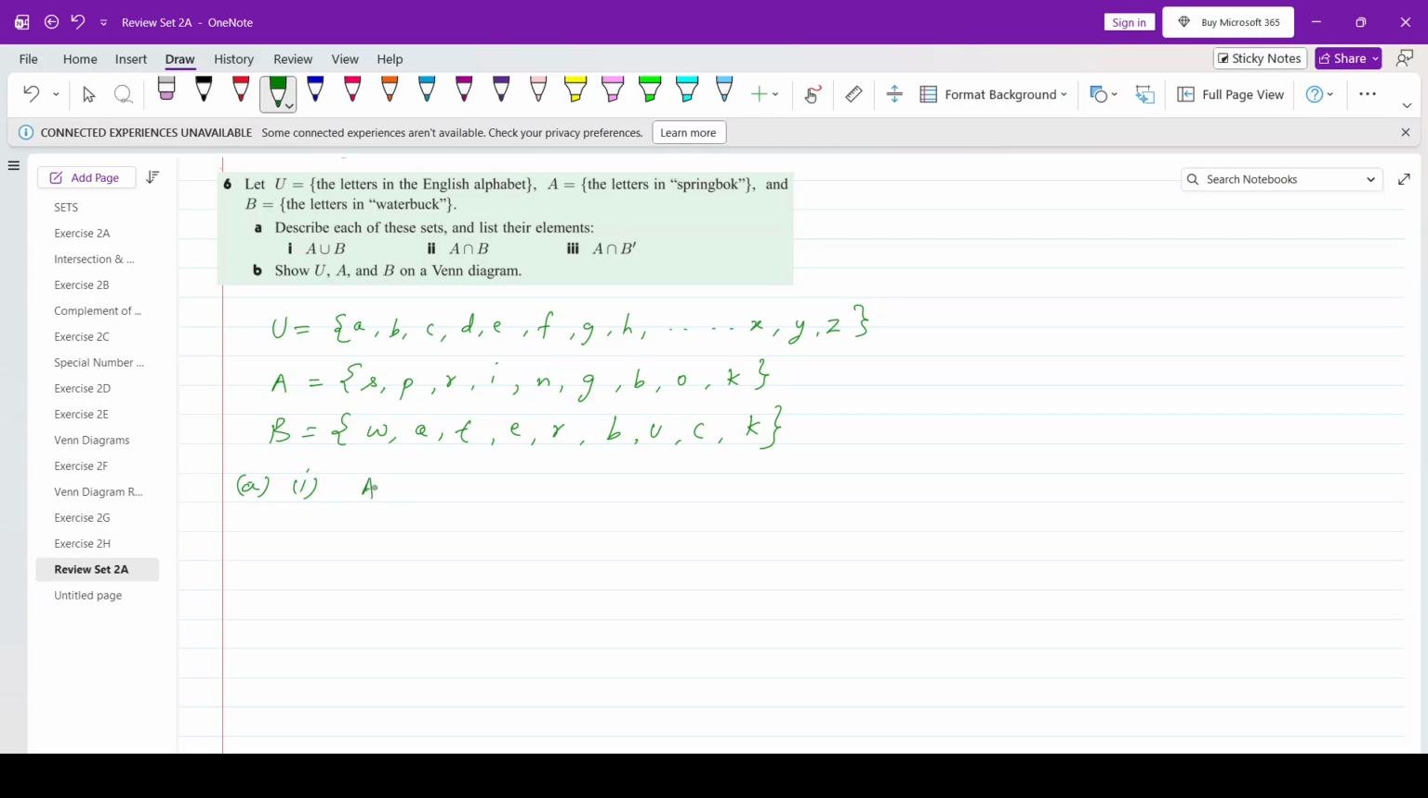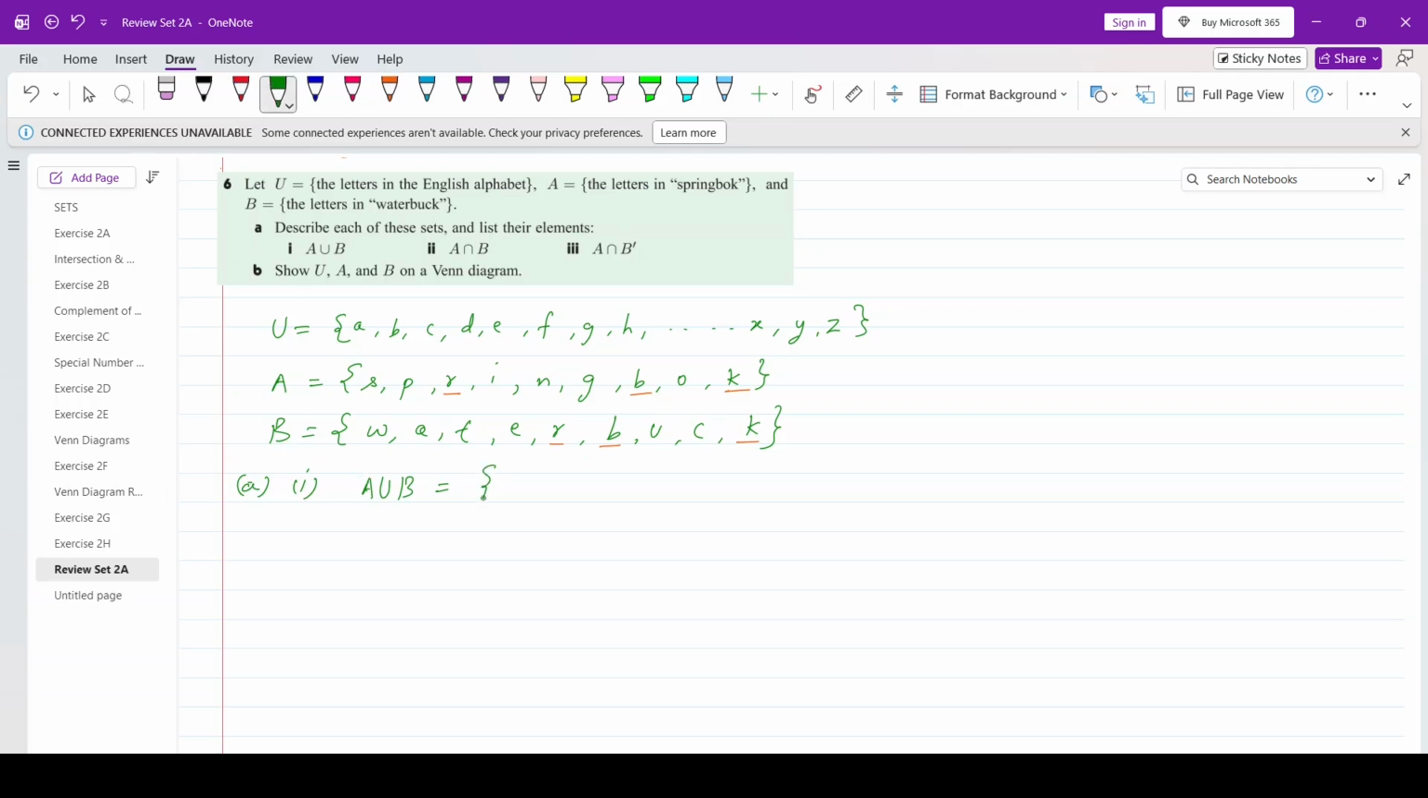So A union B. A union B is going to be all the letters from both the sets written only once. So let's first mark the letters that are common in both. S is not present here, P is not present here, R, yes, R is present here, I not present, N not present, G not present, B, yes, B is present, O is not present here, K is present.